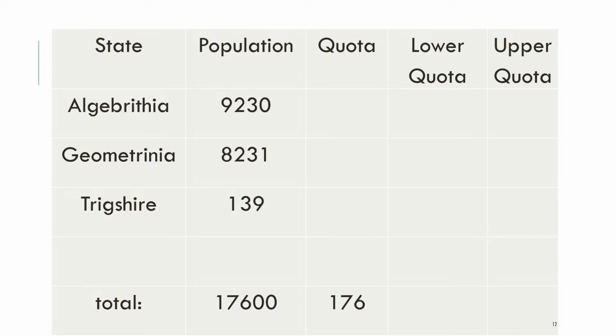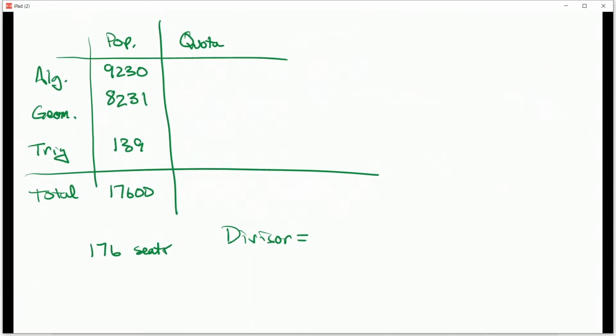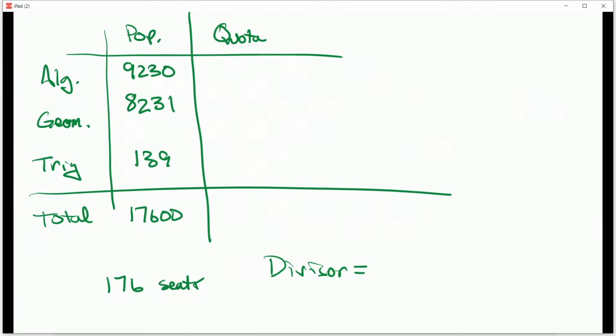Okay, I've got it copied over. If you haven't copied it down, don't worry, because it's the same numbers, I've just got what we care about right now. We're going to want to compute the divisor, and let's put a little line there, and then the quotas.